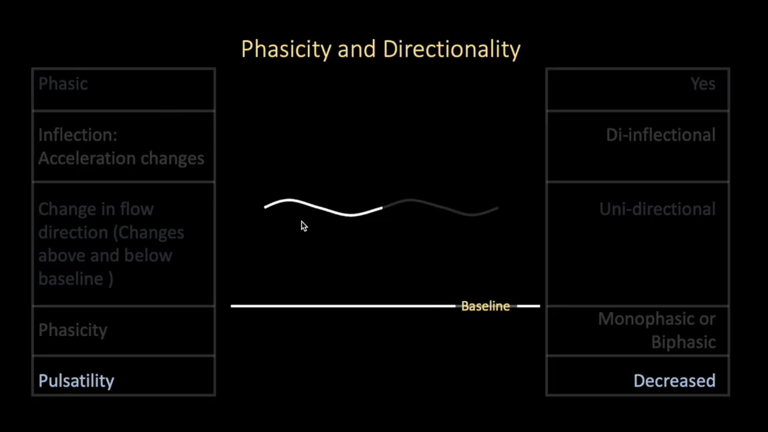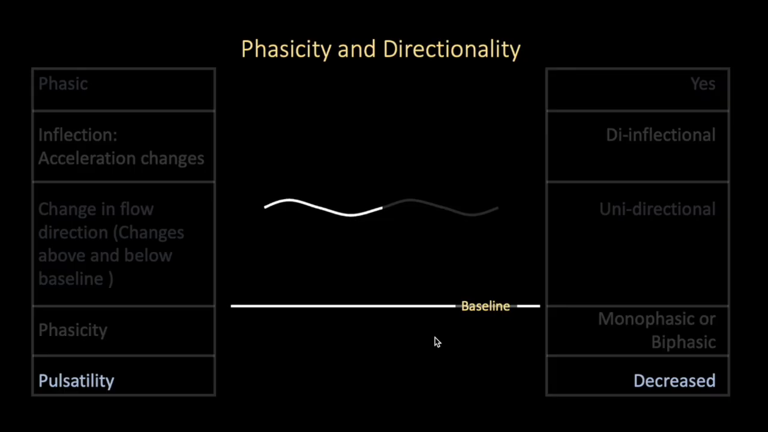Let's go back over it. Is there phasicity? Yes. Are there acceleration changes? Yes, it's di-inflectional. Are we changing flow direction? No, we're not, so this would be unidirectional. Again, this would be monophasic or biphasic depending on the definition, and this would be decreased pulsatility.